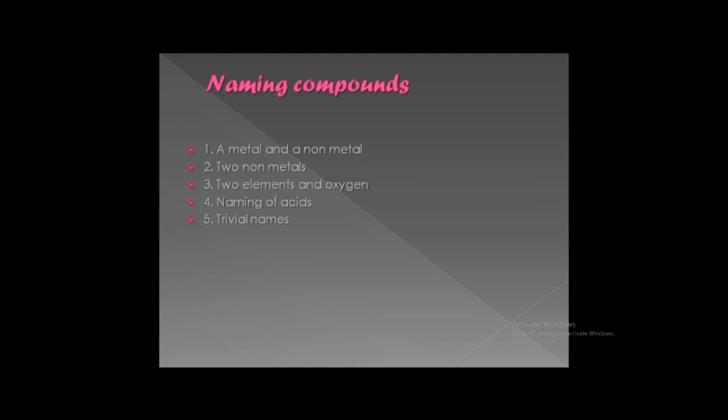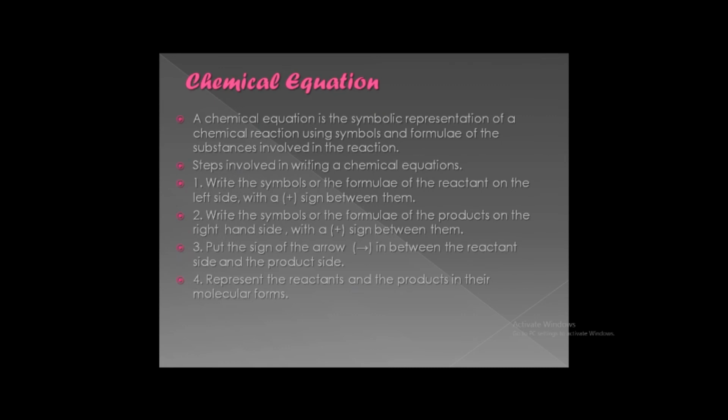A chemical equation is a symbolic representation of a chemical reaction using symbols and formulae of the substances involved in the reaction. For example, if hydrogen reacts with oxygen to give water, this is the word equation. Chemical equation will be H2 plus O2 gives H2O.